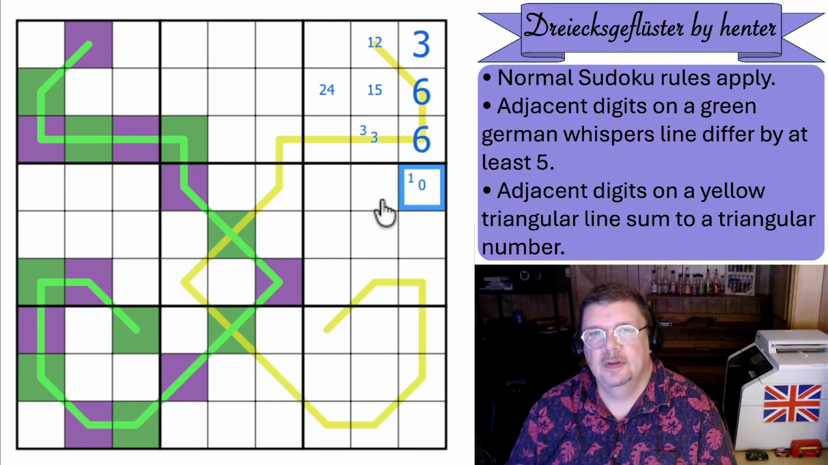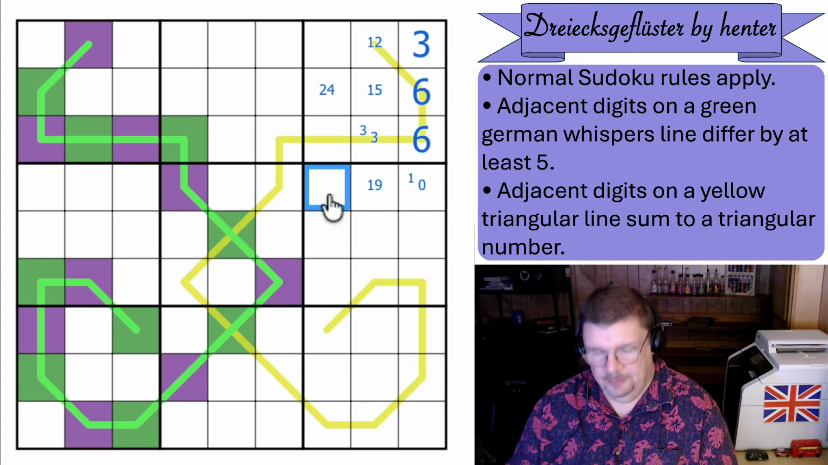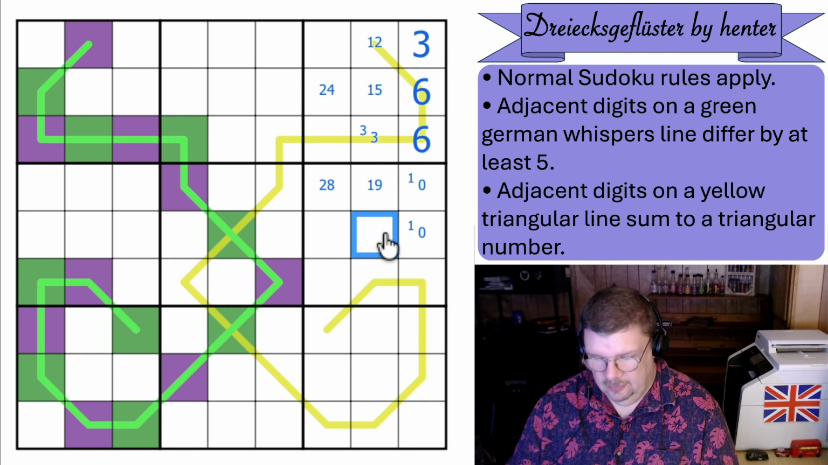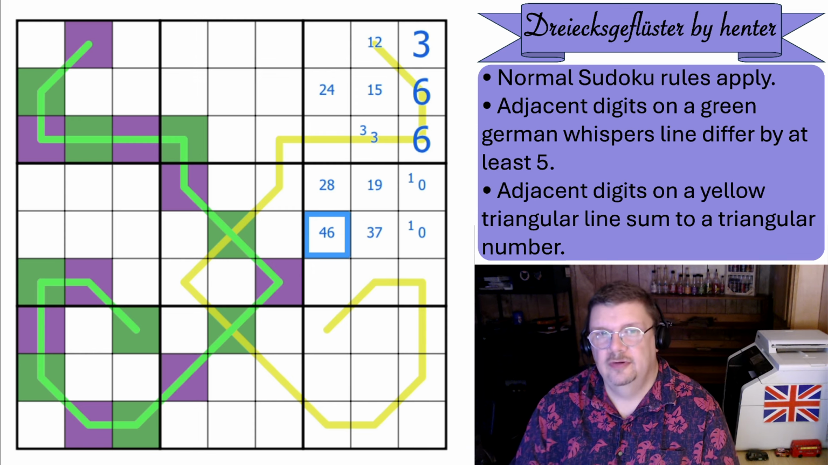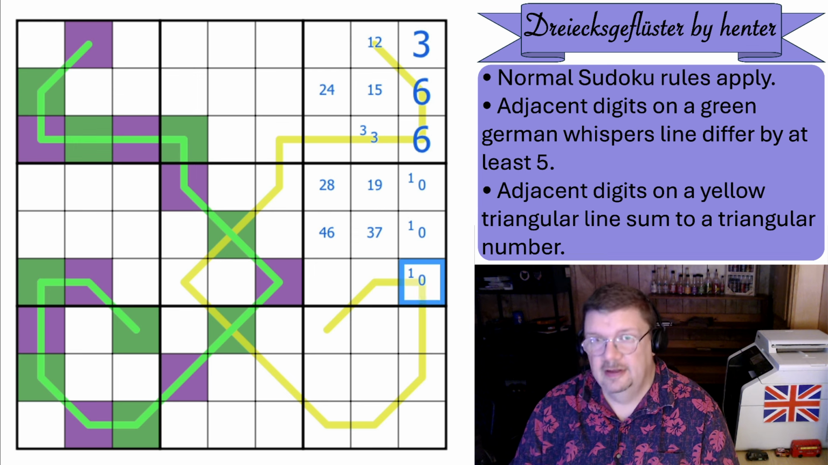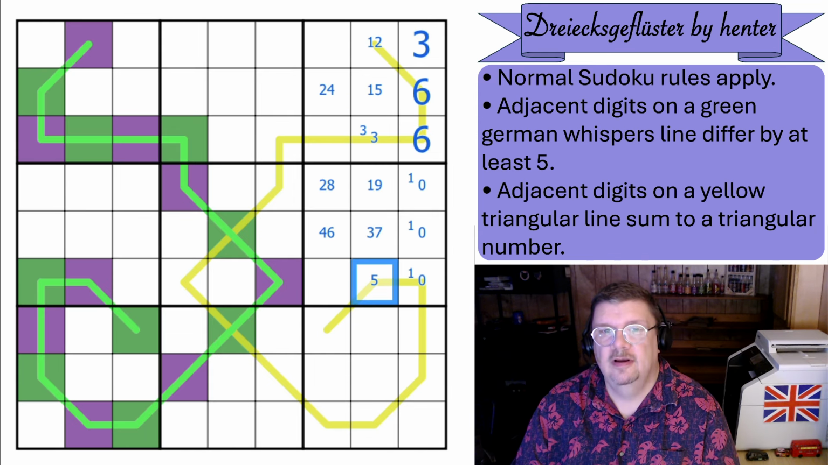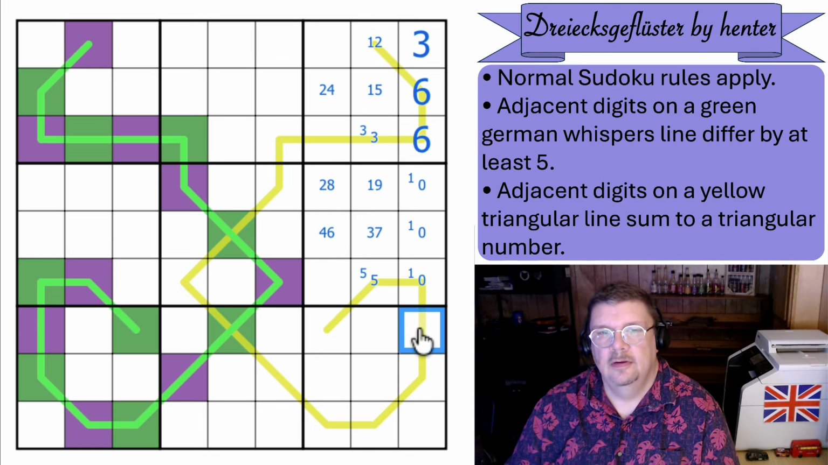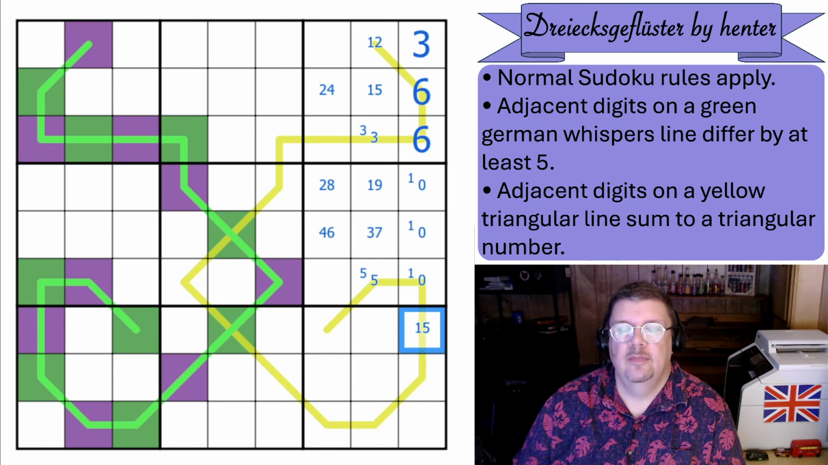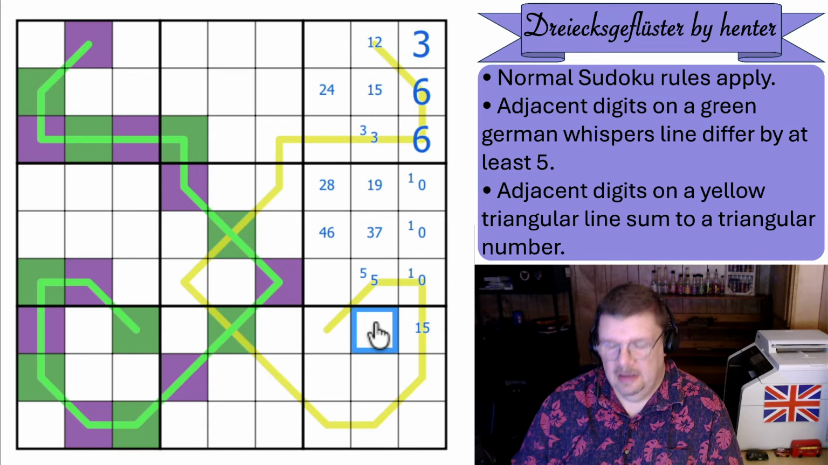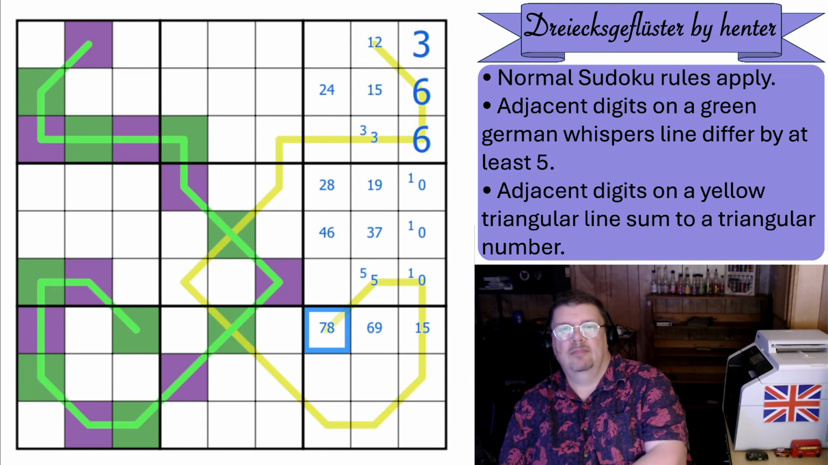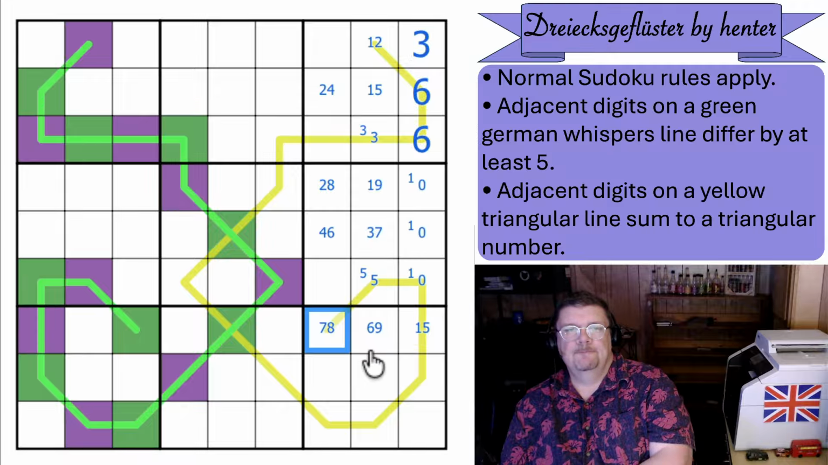10. I could do 1, 9. I could do 2, 8. I could do 3, 7, 4, 6, and finally, I could do 5, 5, if, again, those two digits don't see each other. Okay. And then my 15 has to either be 6, 9, or 7, 8. So that's the ways I can make it.